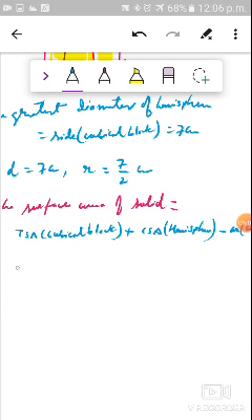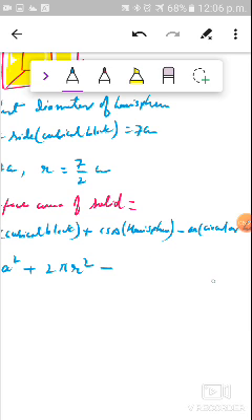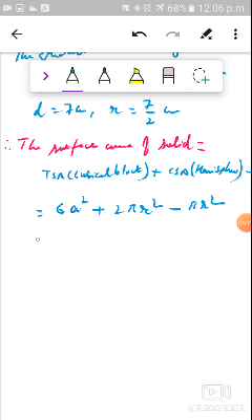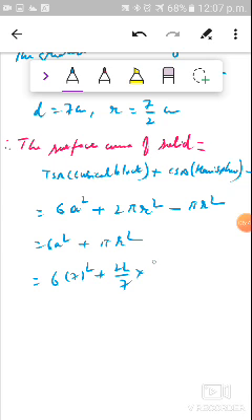So what is the TSA of the cubical block? Total surface area of a cube is 6a square, plus the CSA of the hemisphere is 2 pi r square, and minus the area of the circular base, that is pi r square, which we can write as 6a square plus 2 pi r square minus pi r square, which is pi r square, okay. Putting the values, 6 and a, the side of the cubical block, is 7 centimeter, that is 7 square, plus pi, that is 22 by 7, multiplied by r, that is 7 by 2, multiplied by 7 by 2, right.